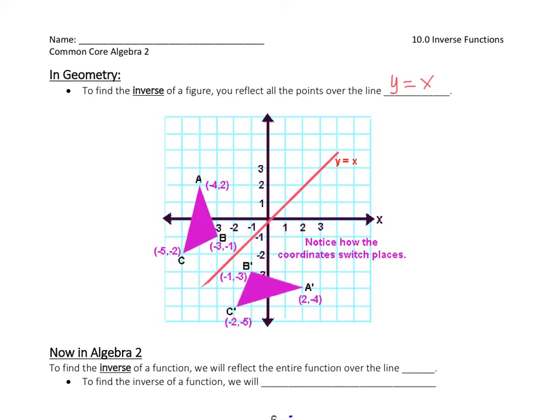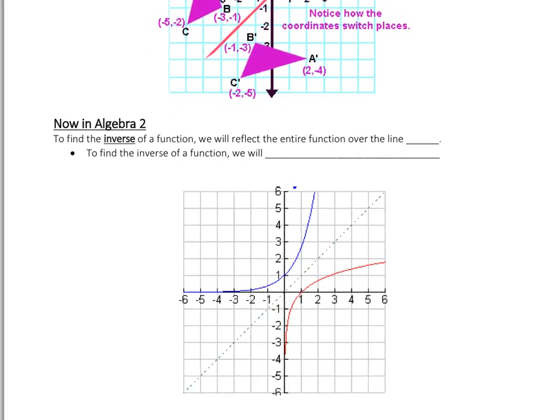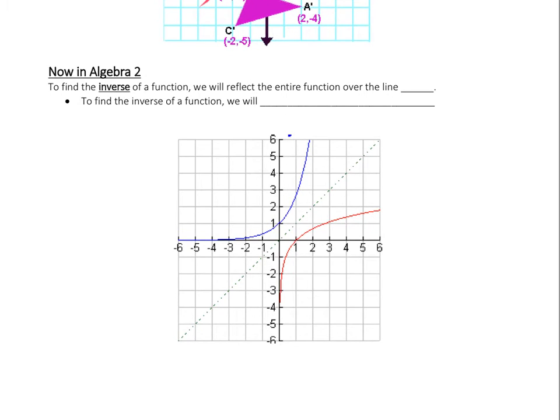So when you reflect a point, or a set of points, over the line y equals x, in order to do that, you just switch the x and y values. So in geometry, what you did was you switched and flipped figures. In Algebra 2, we are going to flip functions over the line y equals x. So here in this picture, this is the line y equals x. This is some function here which looks exponential to me because it goes through the point 0, 1. So we're going to take this curve and flip it over this line, and we get this curve here.